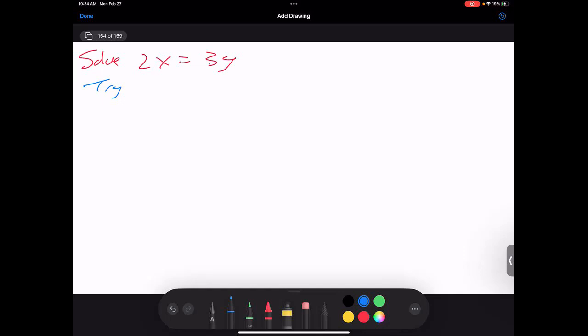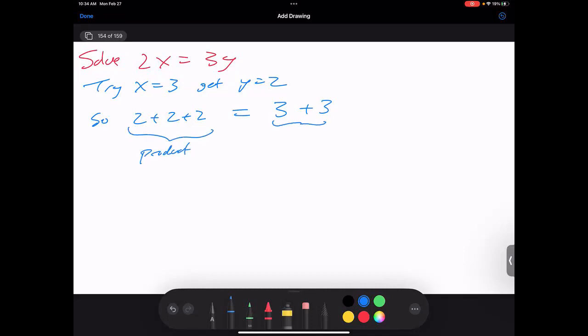Try x equals 3, you get y equals 2. So 2 plus 2 plus 2 equals 3 plus 3. So 2 three times is the same as 3 twice. What's the product here? What would be the product of 2, 2, and 2? 8. What's the product of 3 and 3? 9. So basically, we want to have a bunch of 3s and then leftover 2s.